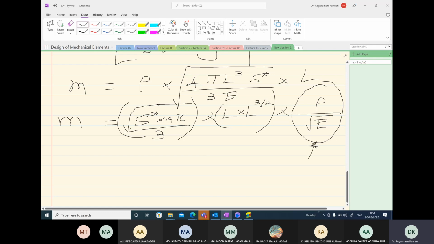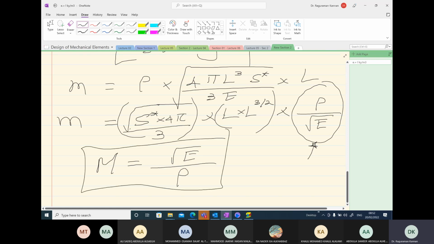I will just finish this. So this is our material index. I'm going to write the material index as square root of E over rho. Okay. So for our beam, this becomes our material index.